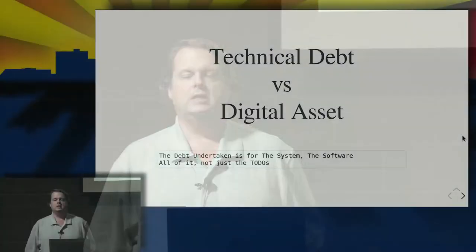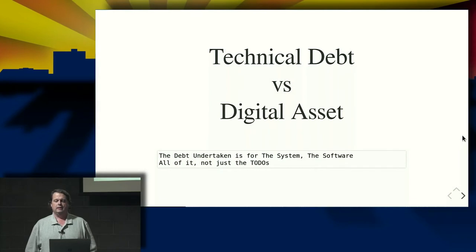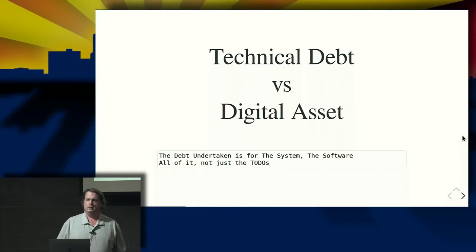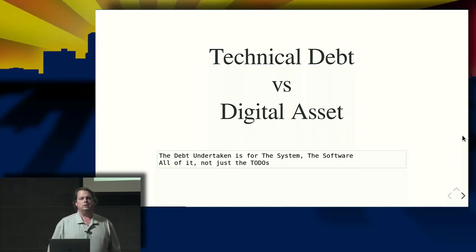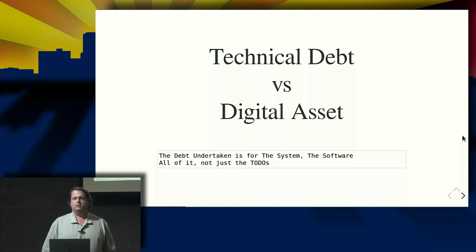Basically, the idea is that technical debt versus digital assets is that the debt is undertaken for systems and software, not just a particular focused area of improvable code. It's for the whole system, the whole software, not just the to-dos. So there's a little bit of difference in terms of scope.